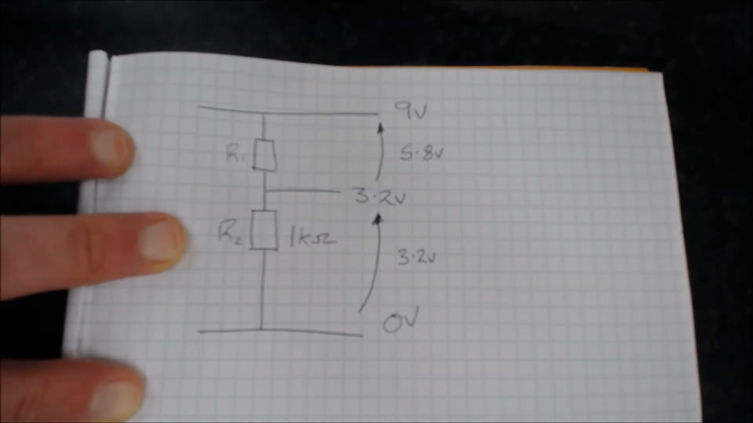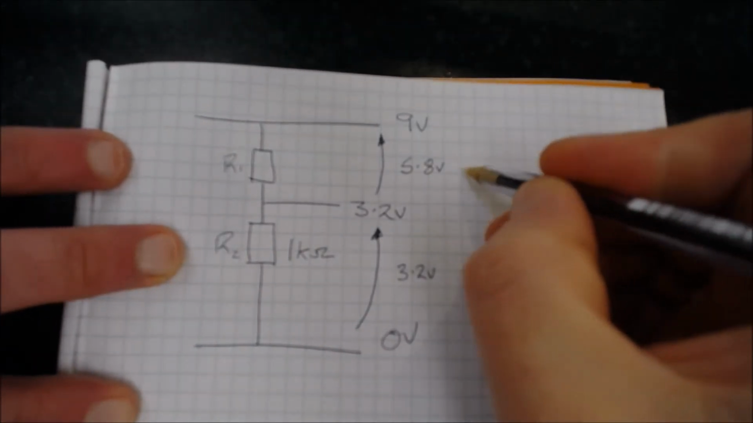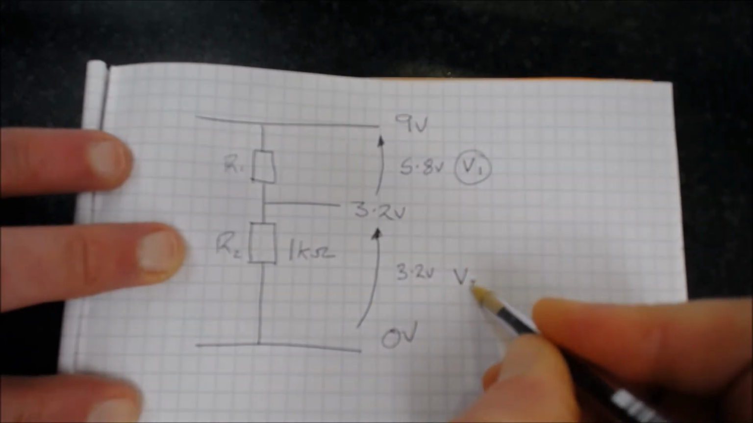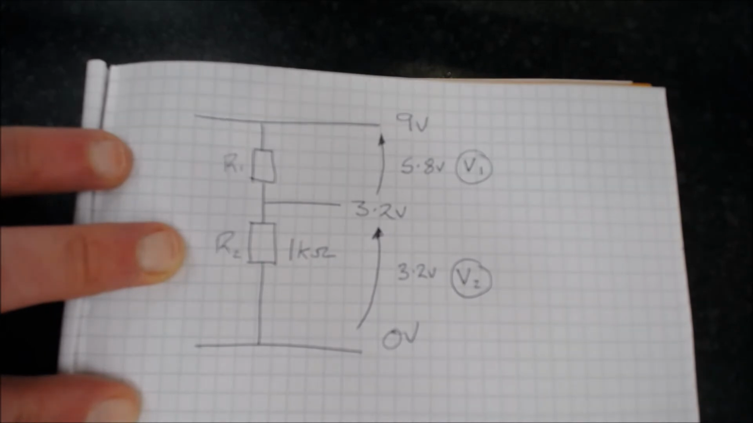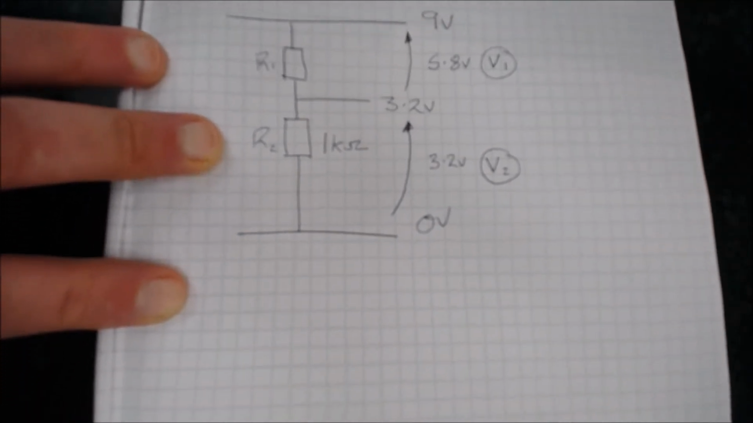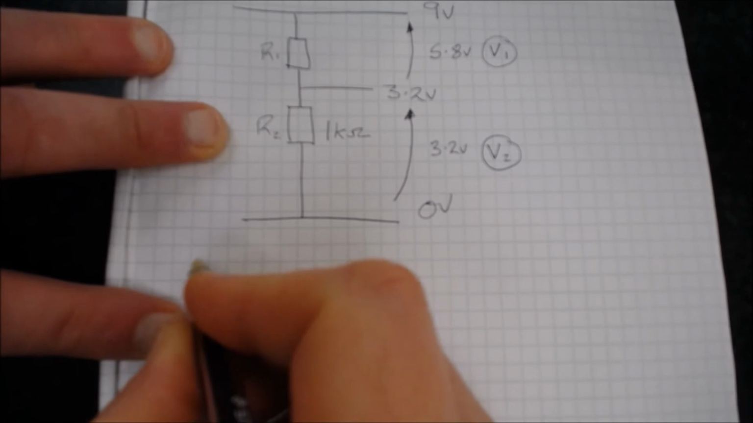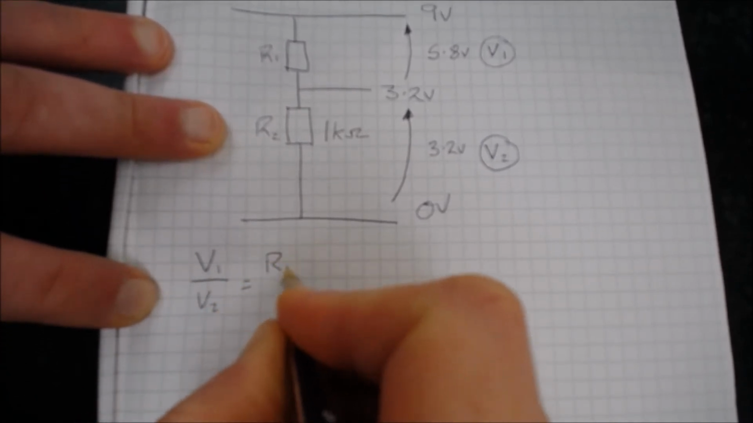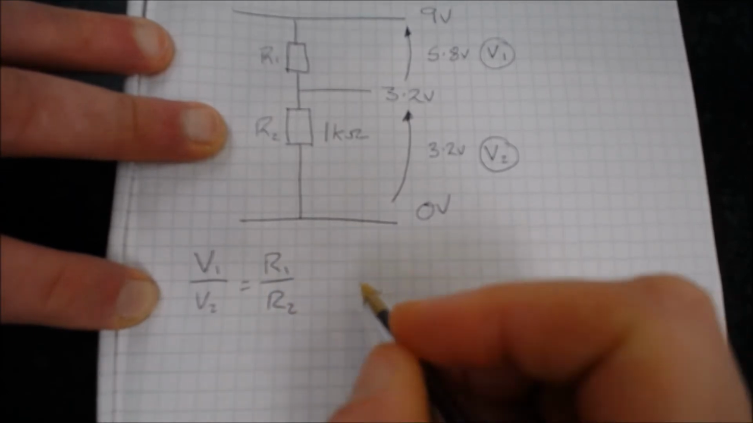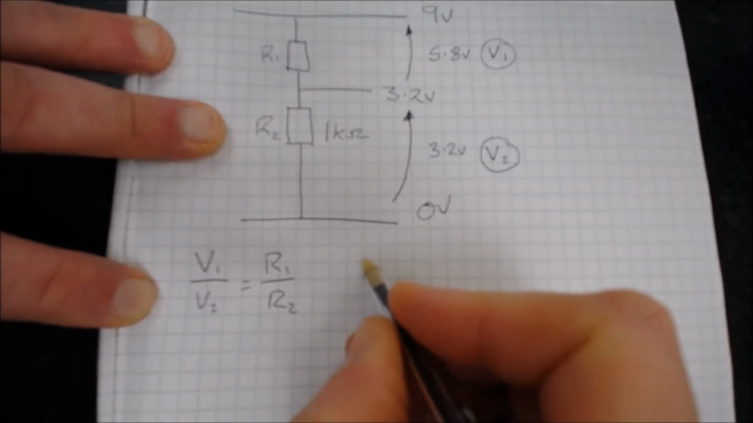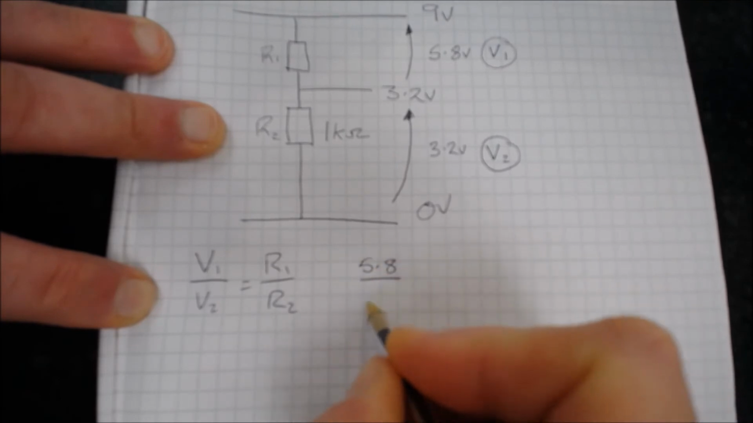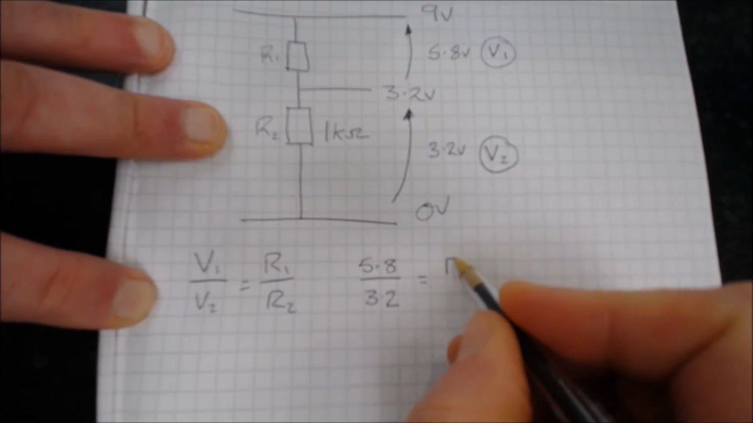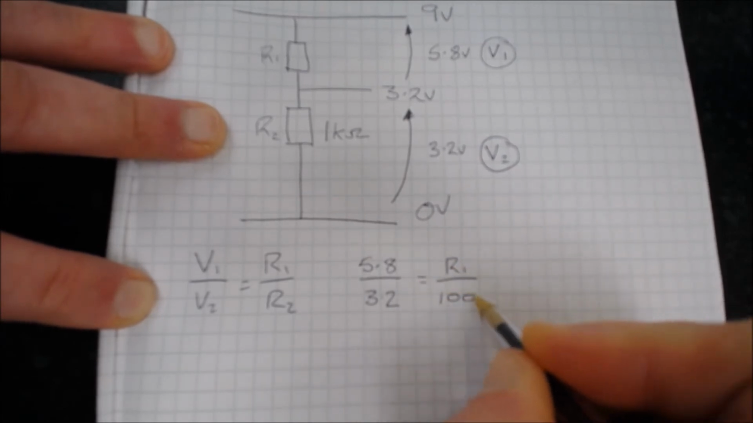Again, in terms of calculations, it's important to understand that this one at the top is known as V1 and this one at the bottom is known as V2. So we can then go on and do our calculation. Our calculation would look something like V1 over V2 is equal to R1 over R2. If I substitute in the numbers now, V1 is 5.8 divided by my 3.2 equals R1, which is at the moment unknown, divided by 1000 ohms.